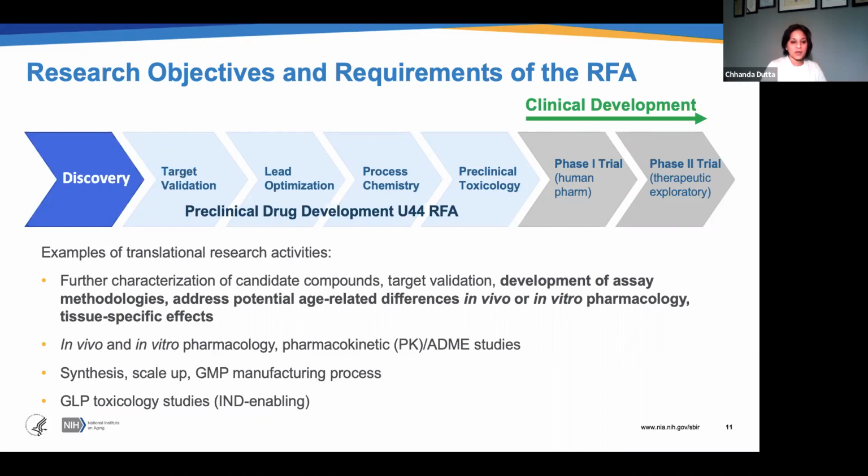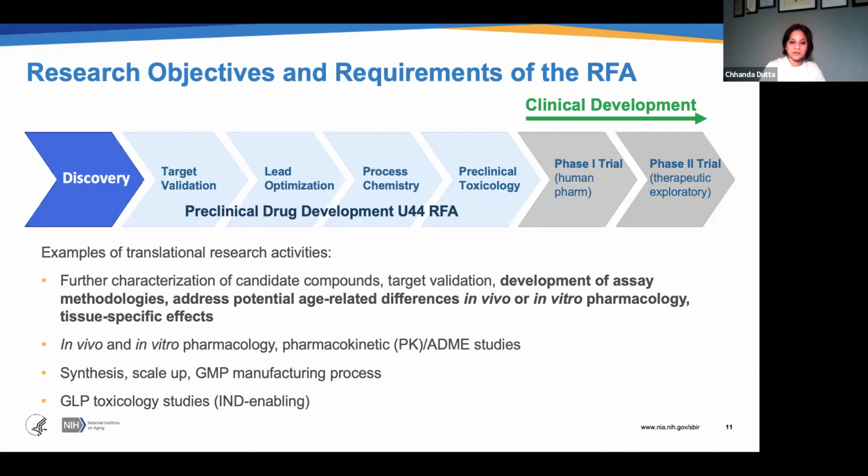Now, the RFA has a long list of types of studies that are eligible for this RFA. For the purposes of this webinar, to keep to the time, I just want to highlight that one of the unique features of this RFA is that we allow you to actually develop assays and methodologies that may not be available now, but are needed for the preclinical development of your compound.